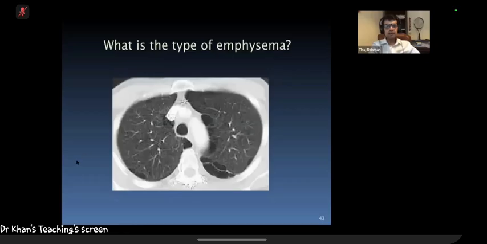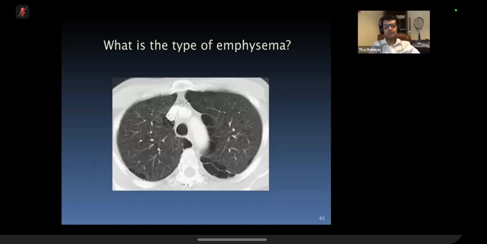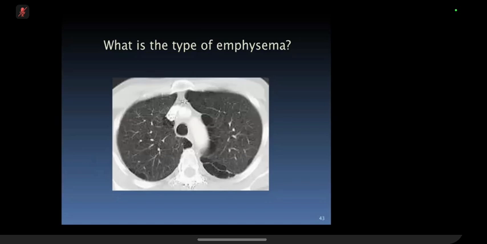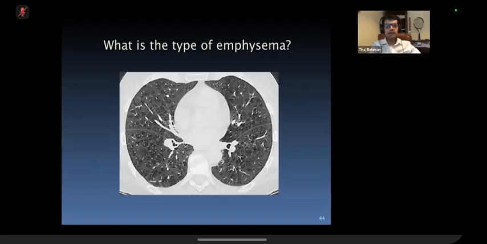What is the type of emphysema in this? This is subpleural. Yeah, it's called paraseptal emphysema. Subpleural paraseptal emphysema, which is emphysematous spaces along the pleural margins. What type of emphysema is this?